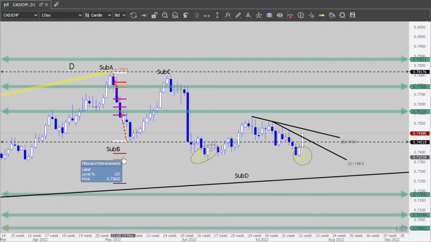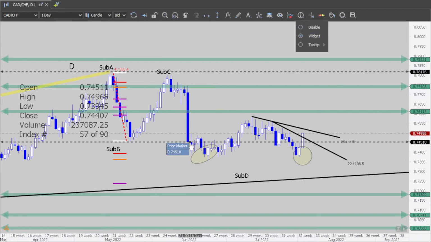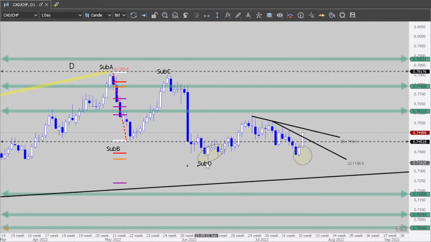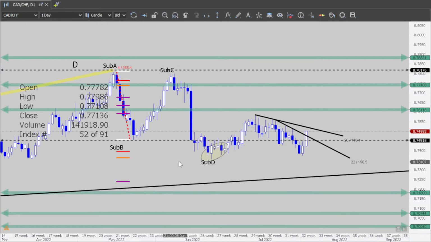And I need to check the level here, so price is 7392. 7392. This candle is at 7394. So this is the appropriate sub D extension. Okay, Allah, the market hit the D extension in here.